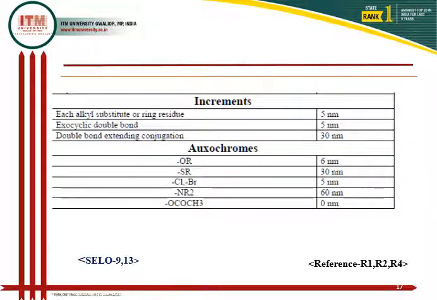Now, we first use the base value by recognizing the type of the conjugated diene. Then we have the increments, the addition of values to the base value. Each alkyl substituent or ring attached besides your parent compound should be added at 5 nanometer each. If we have 2 alkyl groups attached, 2 into 5. If we have 2 rings attached, 2 into 5. If we have 3 alkyl groups, 3 into 5. Understood? The next is the exocyclic double bond.